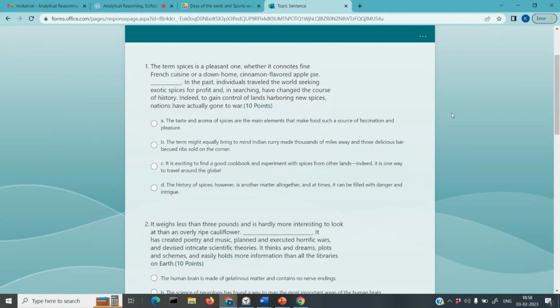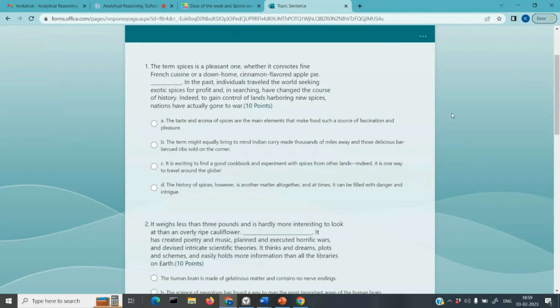The term spices is a pleasant one. Whether it conjures up a fine French cuisine or a down-home cinnamon-flavored apple pie. In the past, individuals traveled the world seeking exotic spices for a profit, and in searching have changed the course of history. Indeed, to gain control of lands, harbors, and new spices, nations were actually going to war.